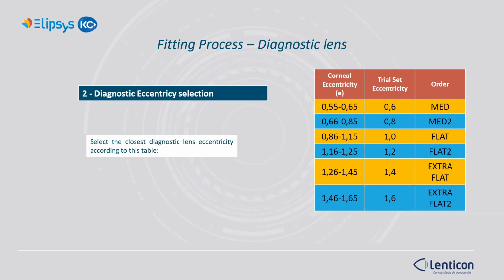For higher corneal eccentricities, 1.0 or 1.20 should be chosen. And for the most extreme cases, 1.40 or 1.60. This table is a good guide to choose the most suitable eccentricities based on the corneal topography. 0.60 eccentricity or MET could be manufactured, but is not inside the 63 trial set.